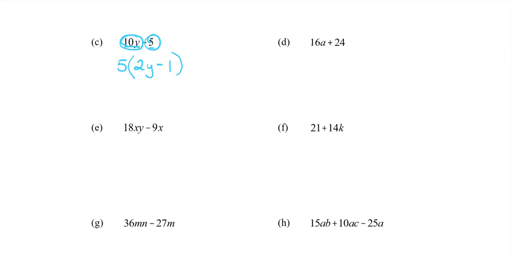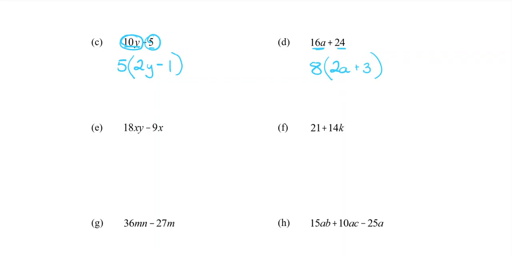Question D. 16a and 24, looking for a factor. 16 is the smaller number, but 16 doesn't go into 24. So let's go a bit smaller. Let's go down to 8. 8 goes into 16, 8 goes into 24. So that's our factor. Open bracket. 16 divided by 8 is 2, and then the a. And then 24 divided by 8 is 3. Close bracket.